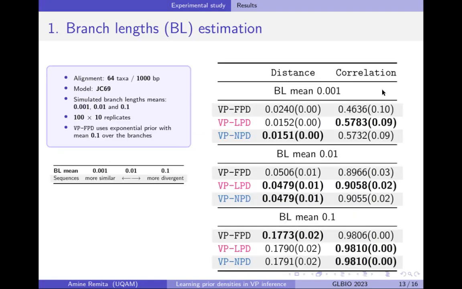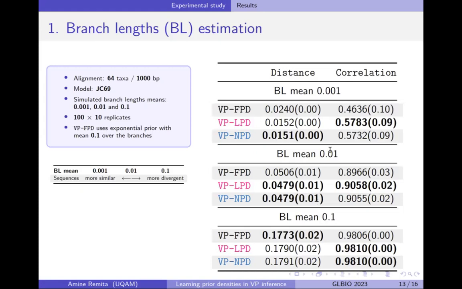For more detailed results, we simulated 3 data sets with different branch length means: 0.001, generating highly similar sequences, 0.01, and finally 0.1, which produces divergent sequences. We infer the branch lengths using the 3 variational models. The FPD model with fixed prior densities uses fixed prior densities over the branch lengths with a mean of 0.1 for the 3 data sets.